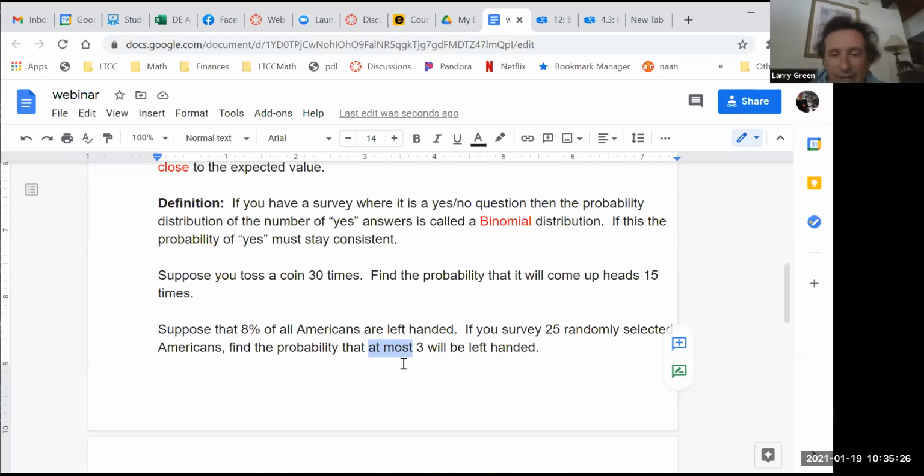Okay, a lot of people have trouble with that. I know you didn't, but a lot of people do. Trust me, because I give tests and I see what happens. So at most is 3 or less. You've got to read those words and get them right.